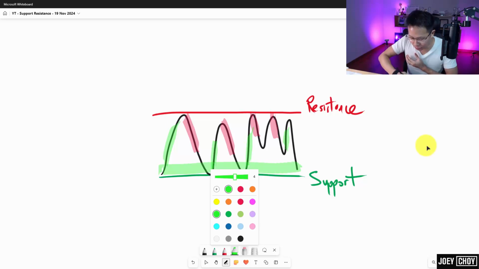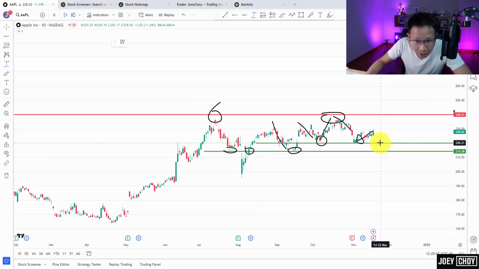Support level. This could be a potential entry. We can kind of get the range from maybe 220. How do I use support and resistance to pick winning, profitable trades? If you are losing, then try this.